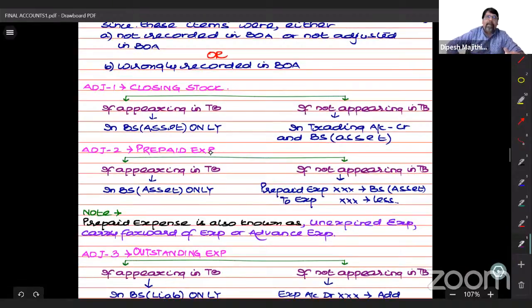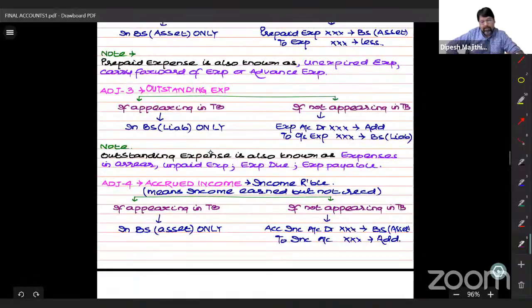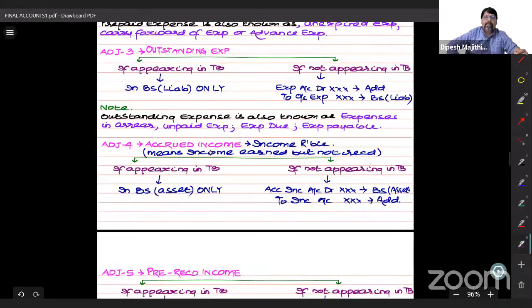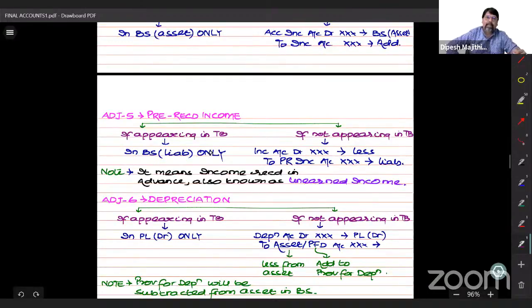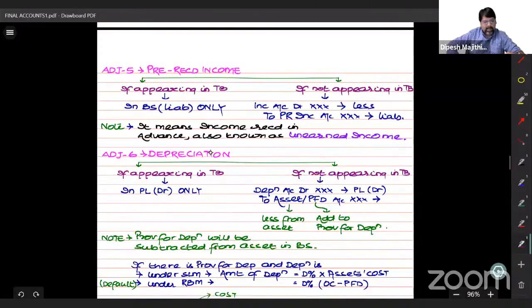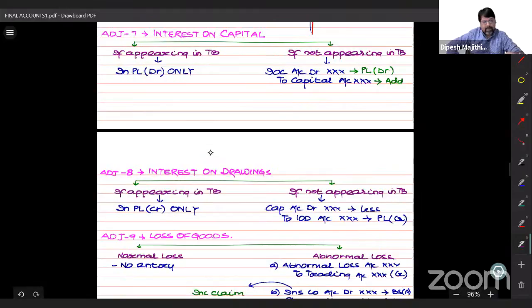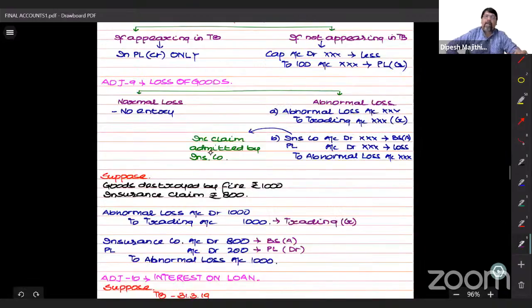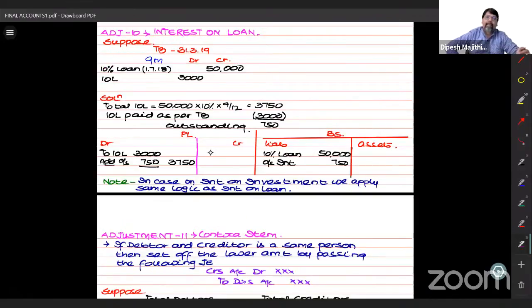So closing stock, prepaid expense, outstanding expense. Then from accrued income, this is depreciation once again. That example. Then interest on capital, interest on drawings. Then loss of goods. Then interest on loan and contract. Correct. Provision for doubtful debts we had written. Manager's commission we had written, chartered. And that was all for your entire final accounts, chartered.